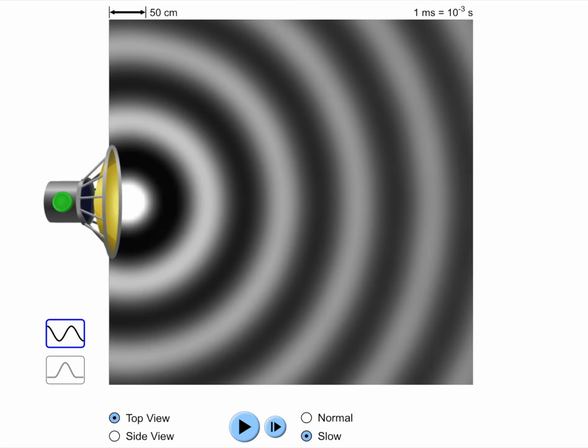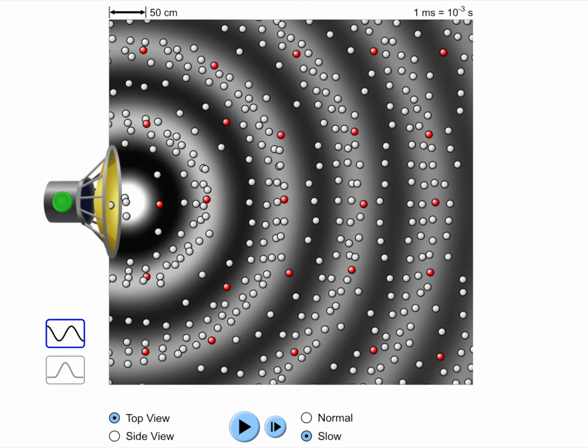This can be shown on the waves. As you can see here, the center of a white area would be the compressions, and the center of the darker areas would be the rarefactions. If we wanted to know the wavelength of this wave, we'd have to take the distance from the center of a compression to the center of a compression, or the center of a rarefaction to the center of a rarefaction.